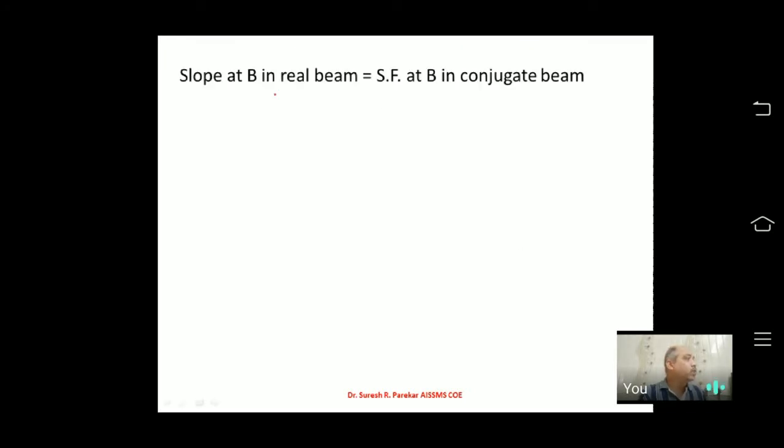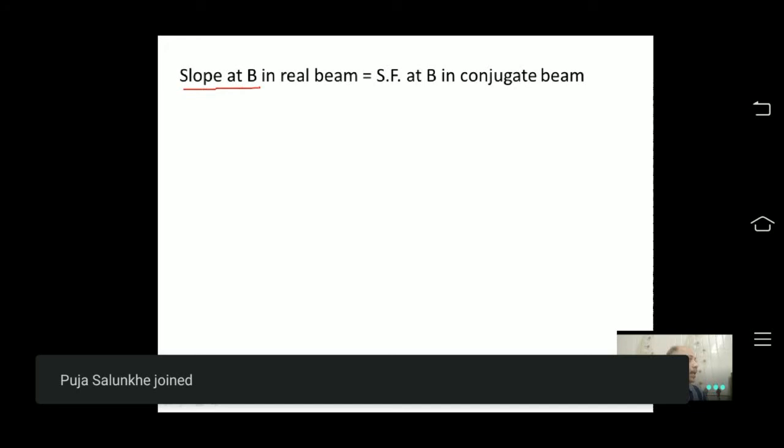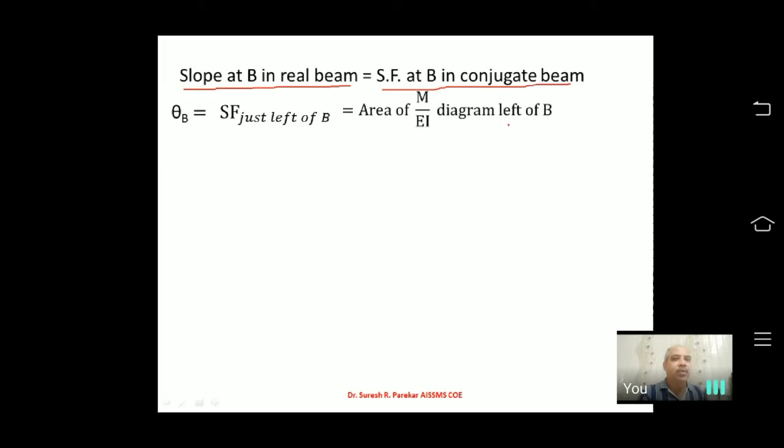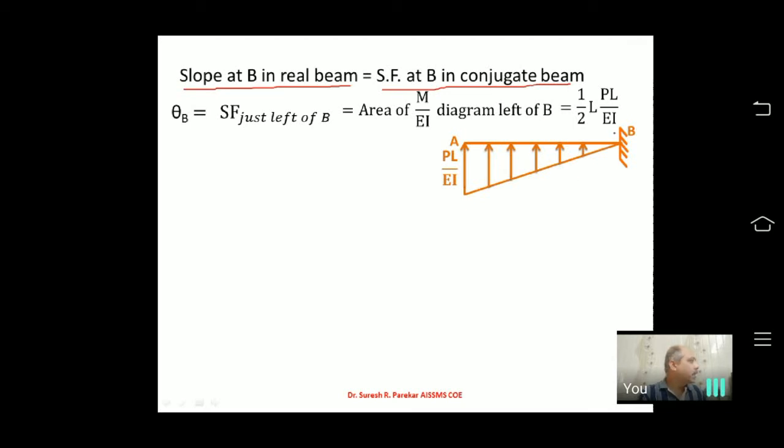Now we know slope at B in the real beam is equal to shear force in the conjugate beam. So now we will go with this. Theta B is equal to shear force just left of B, equal to the area of the M by EI diagram left of B. Now we have this diagram, so just left of B, I have to find over here.